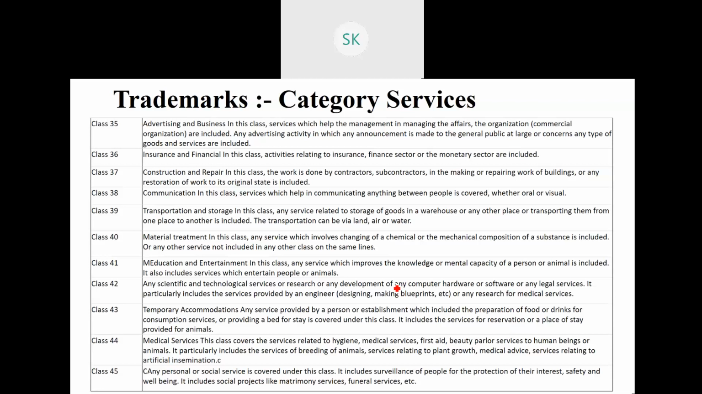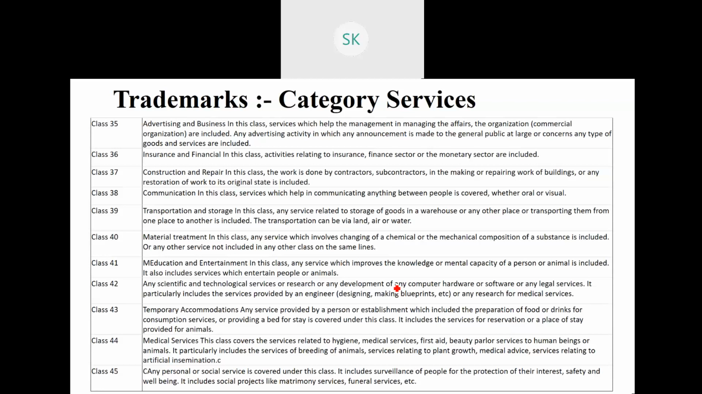This means hygiene, medical services, monthly checkups or regular checkups, beauty parlors, services to human beings or animals. So all the medical services, all the services which are related to someone's health, maybe of a human being or an animal, are included in class 44.